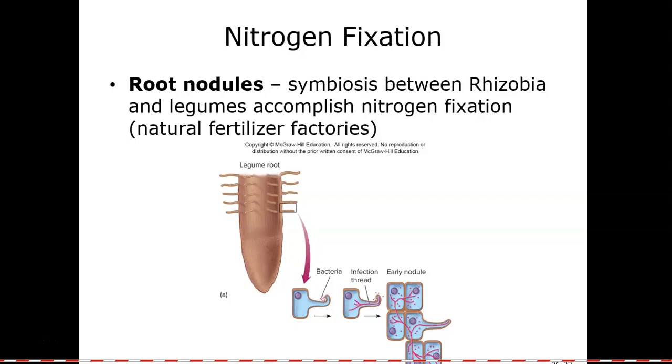So we have a nitrogen-fixing bacteria known as rhizobia, and they actually form symbiotic relationships with legumes. And the presence of the rhizobia on these root nodules helps the legumes to achieve nitrogen fixation. So they're helping the roots and the plants to ultimately convert nitrogen gas into usable forms like ammonium.